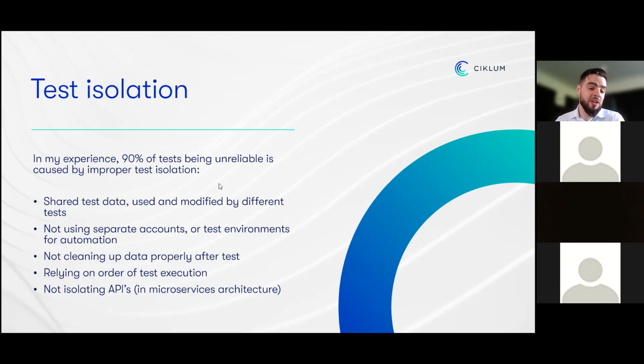God forbid we rely on the order of test execution. I was hoping I wouldn't have to mention that, but I still sometimes see it in projects, so I have to say it: you should never do that. Each test should run by itself and never rely on any other test to pass. Another isolation issue is not properly isolating APIs, for example if we're testing microservices. We're going to discuss this a bit later.